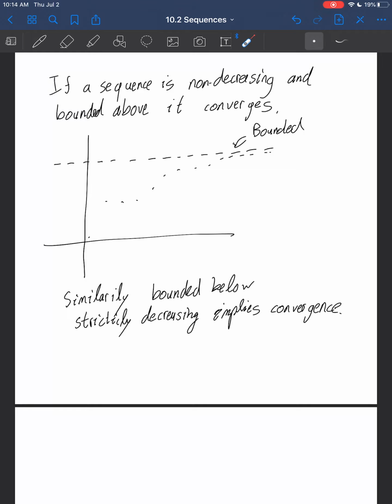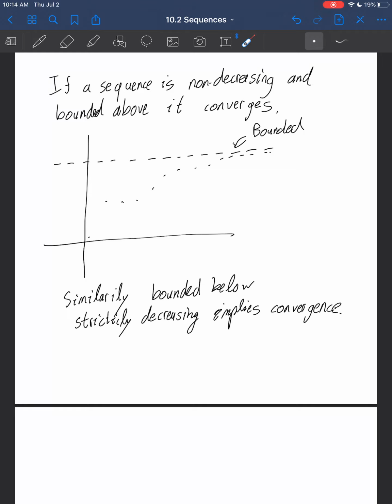Okay, great. And so the fourth thing we'll talk about is growth rates, which we'll just go through really quickly. This is more or less an easy way to tell if a sequence is going to converge or diverge in some very special cases.